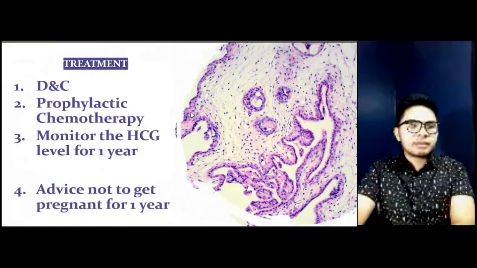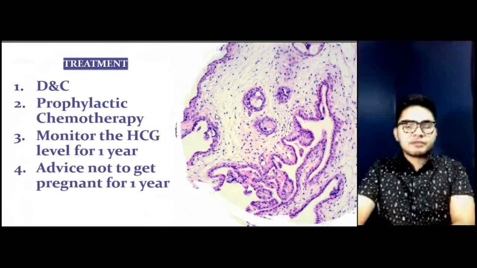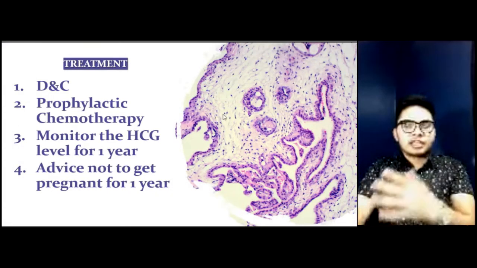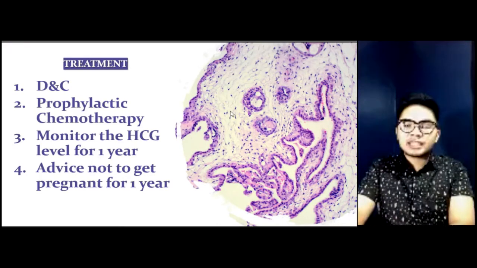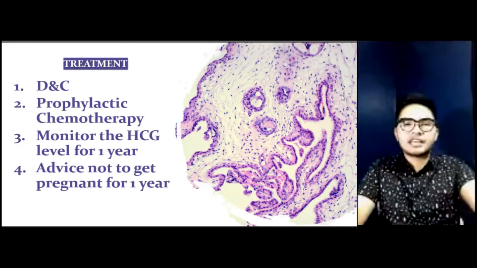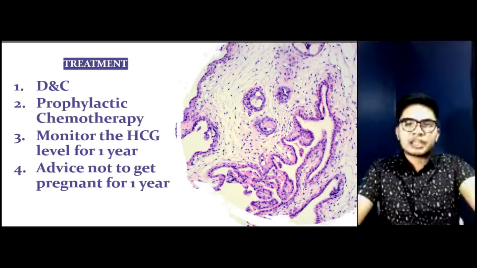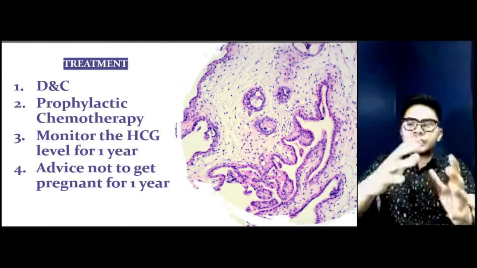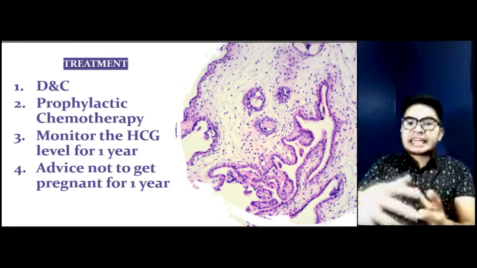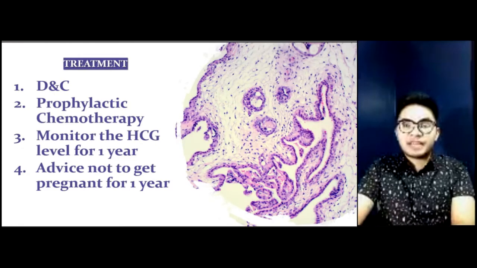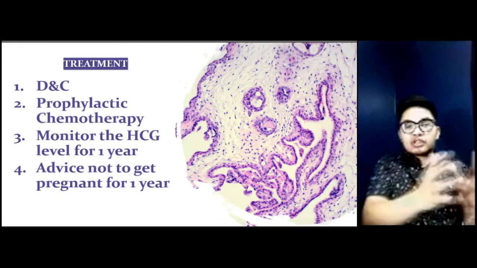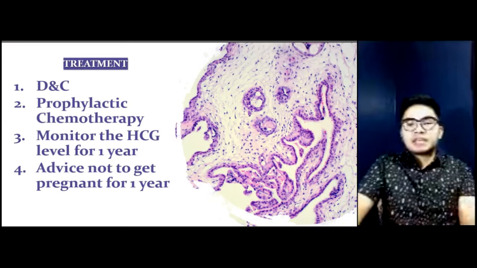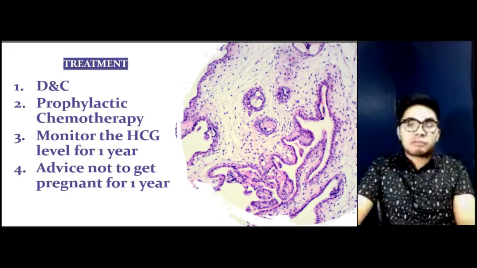Number four treatment is for the doctor or even us nurses to advise not to get pregnant for 1 year. We should advise the patient not to get pregnant for 1 year. It is to avoid the regrowth of the chorionic villi because there will be a possibility na sa susunod na pregnancy ng babae, it would be another molar pregnancy.